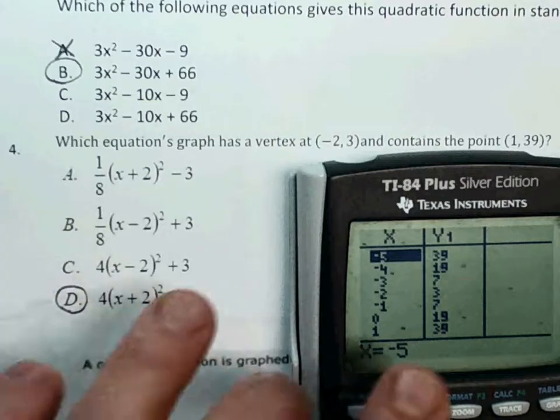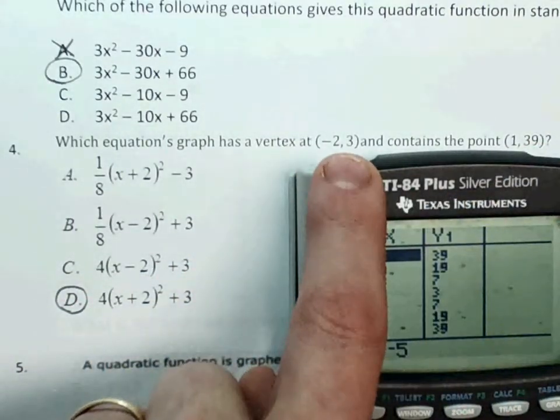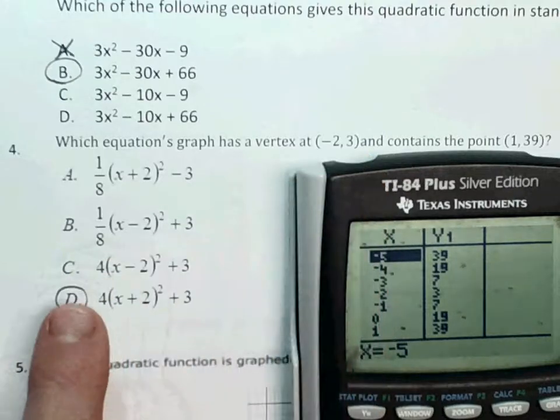Check the other ones. They may have both points, but this one is not going to be the vertex on the others. It works on this.